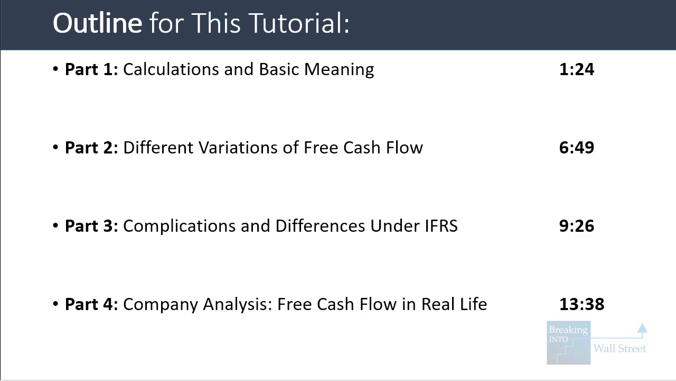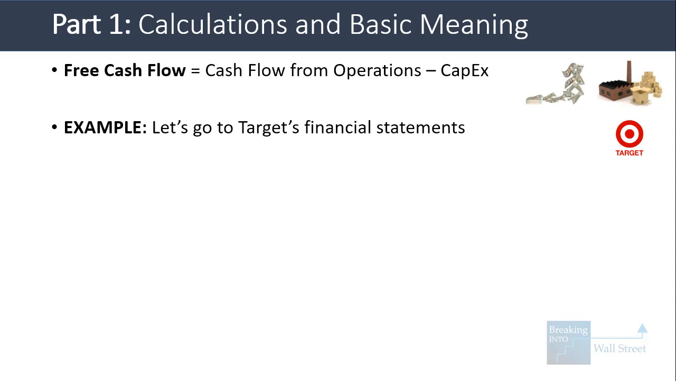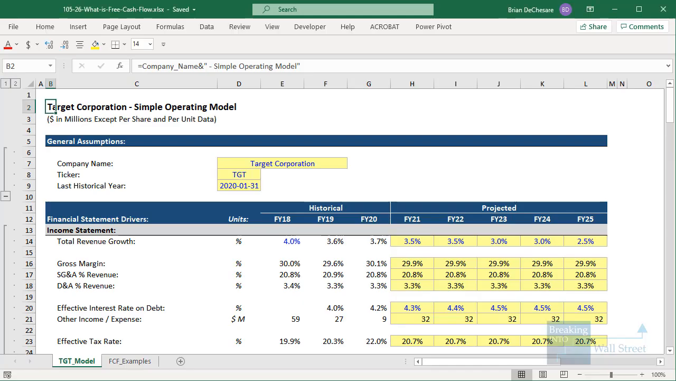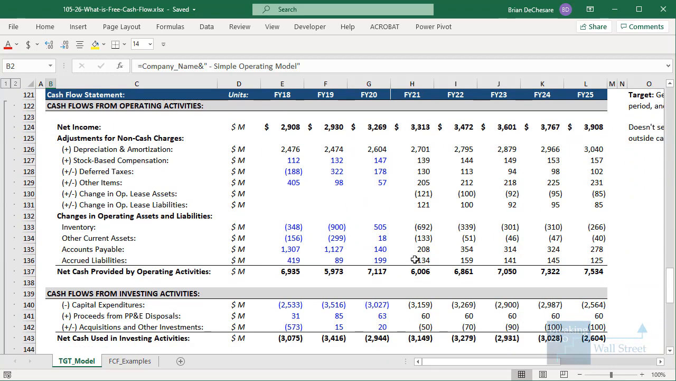Let's get started with part one and go into the calculations and basic meaning of free cash flow. Free cash flow is defined as a company's cash flow from operations minus its capital expenditures, or CapEx. For an example, let's go to Target's financial statements and see in Excel how to calculate this. So I have a simple operating model for Target with its historical financial statements and some projections up here on screen. Let's go down to their cash flow statement.